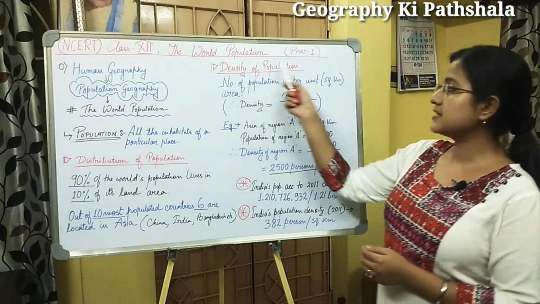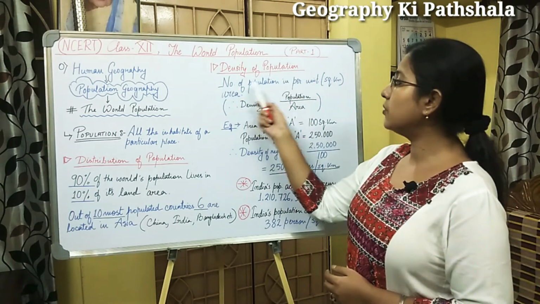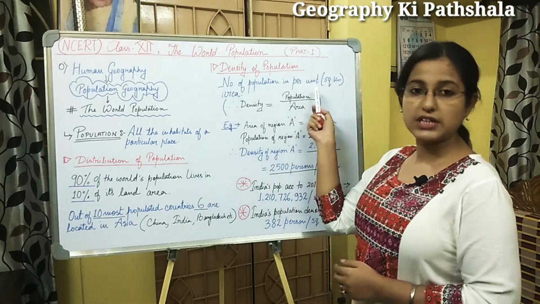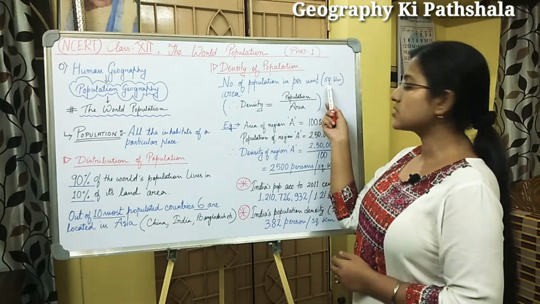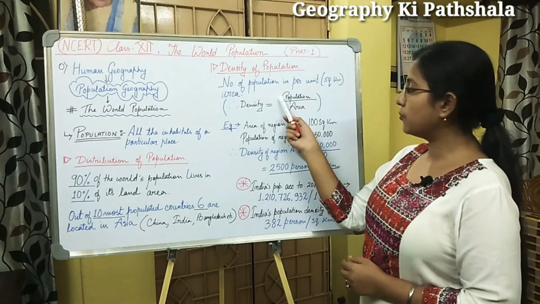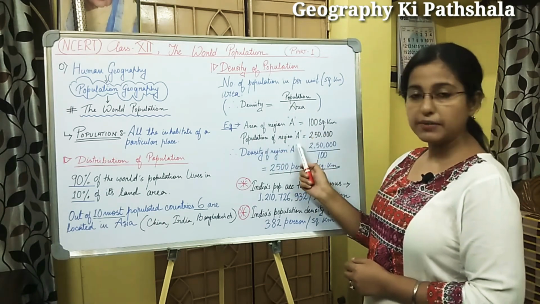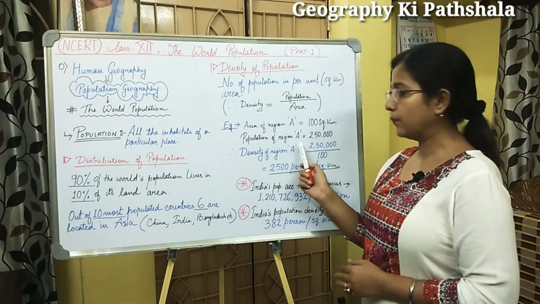Now what is density of population? Density of population means the number of people per unit area. Here unit means per square kilometer. That means density equals population divided by area. Here I have given one example, so it is quite clear to you.